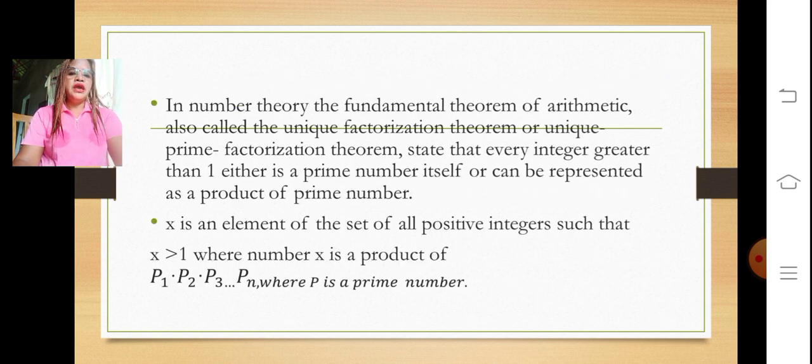In number theory, the fundamental theorem of arithmetic, also called the unique factorization theorem or unique prime factorization theorem, states that every integer greater than 1 either is a prime number itself or can be represented as a product of prime numbers. x is an element of the set of all positive integers such that x is greater than 1, where number x is a product of p1, p2, p3, and so on until pn, where p is a prime number.